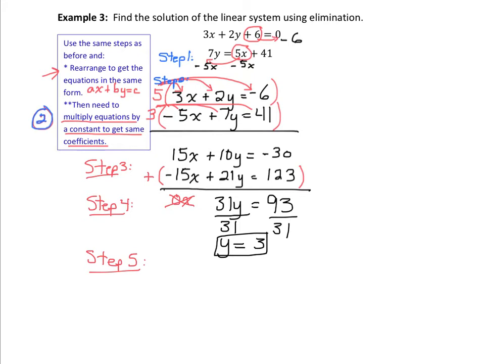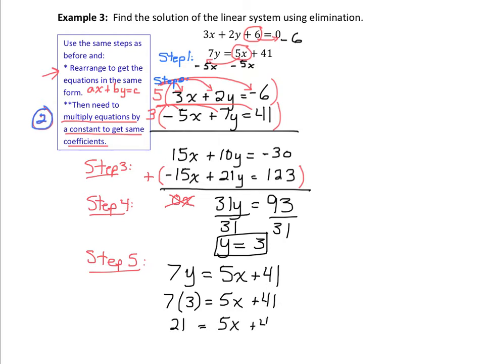Step 5, we need to solve for the other variable. So we pick any of the equations from the beginning, and we're going to solve for x. I'm going to choose the second one. Why not? 7y equals 5x plus 41. Okay, so now we sub in y equals 3, so we get 7 times 3 equals 5x plus 41. And 7 times 3 is 21.